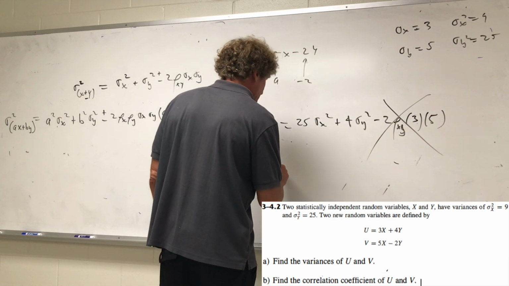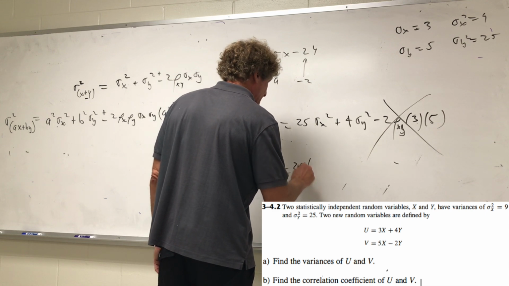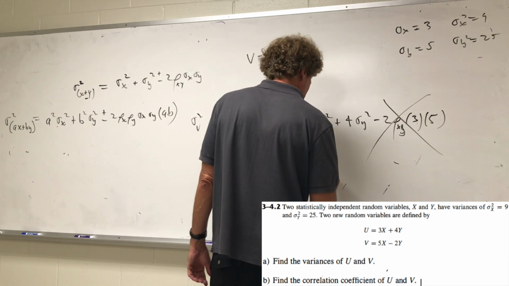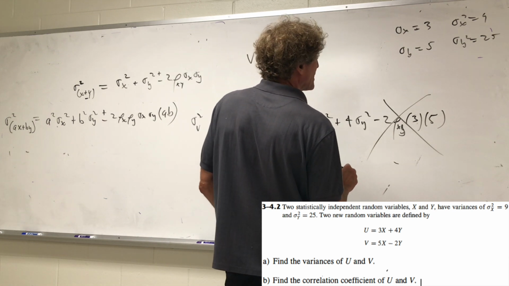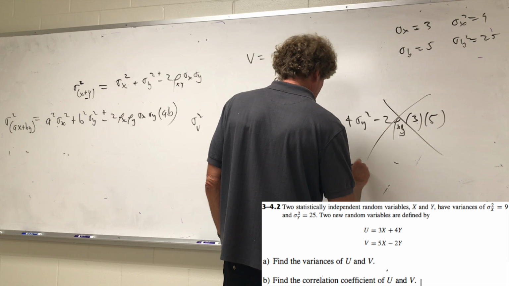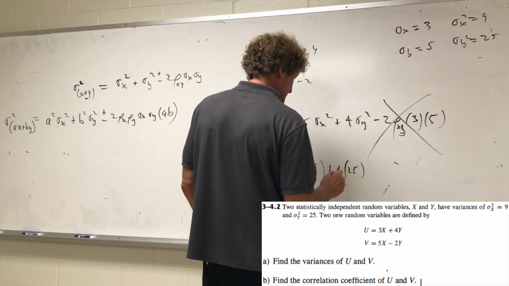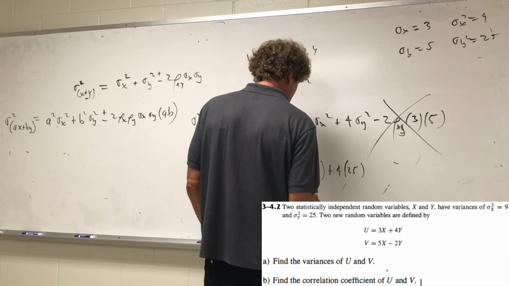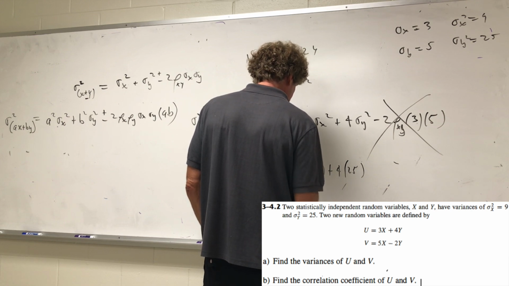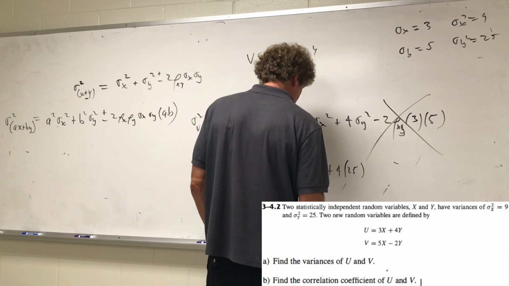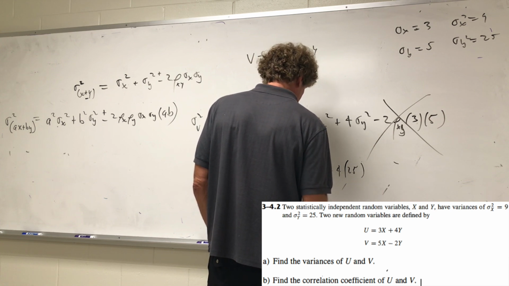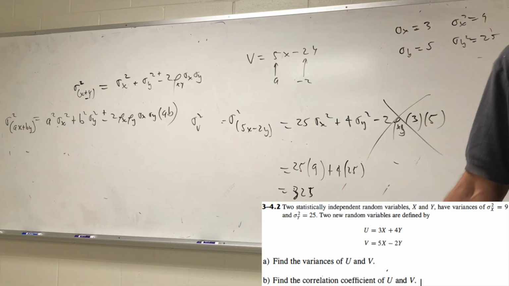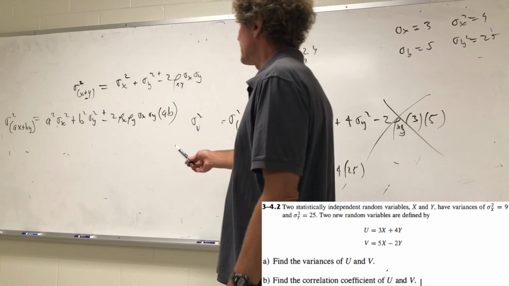So what is this going to be? 25, right? And sigma x squared is 9, plus 4 times sigma y squared, which is 25, right? And what is that going to be? Let's see, it's 100, and that's, is that 325, class? 225. Oh, the total is 325, yes. 325, is that right? Yeah, that's right. But you'll note one thing, it's a lot quicker doing this.